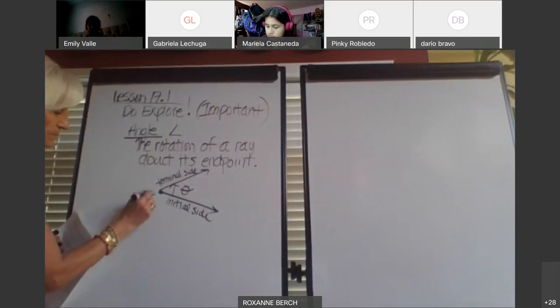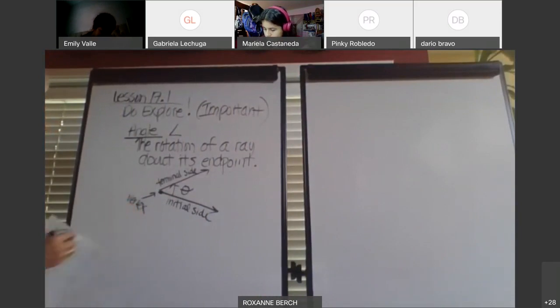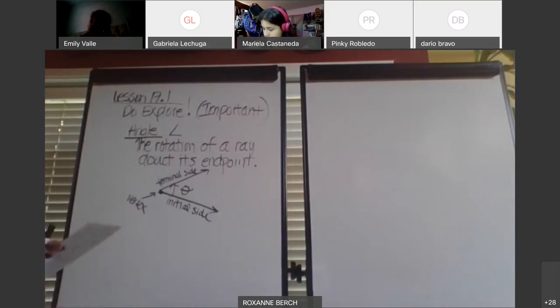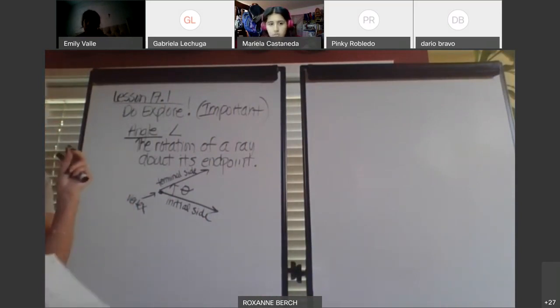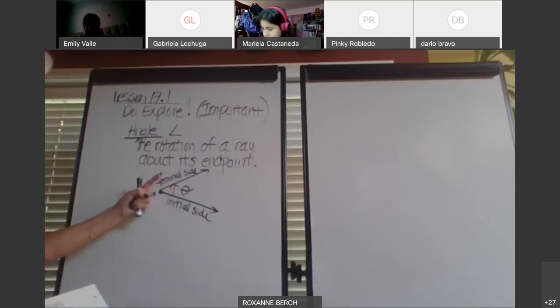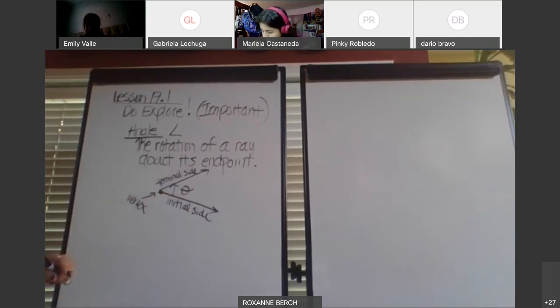Okay, this point right here that the ray is rotating on is called the vertex. A lot of vocabulary here, but I will write it all out for you, very precisely. But this is just the angle. So an angle is the rotation of a ray about its endpoint. It has an initial side. It has a terminal side after rotation. This is the angle right here. This shows the rotation. This names the angle, and this is the vertex.